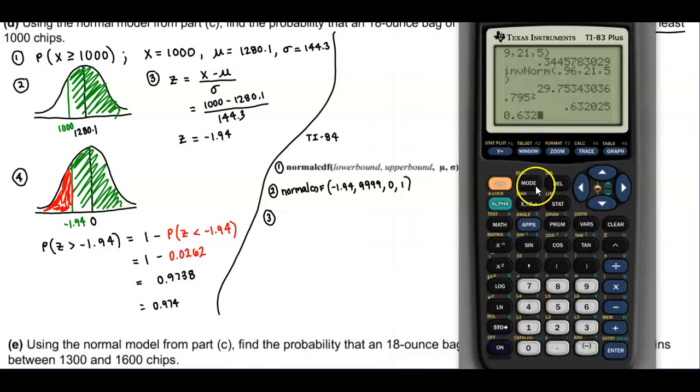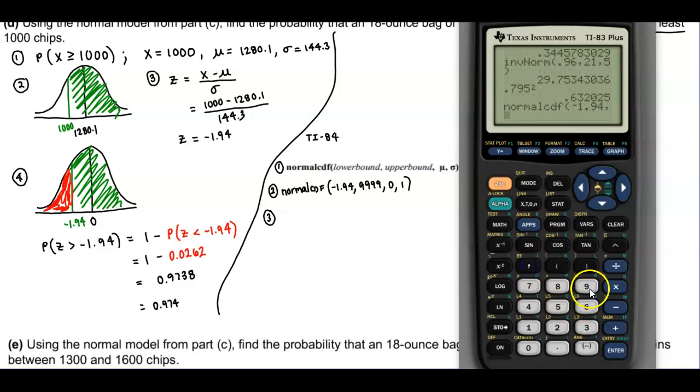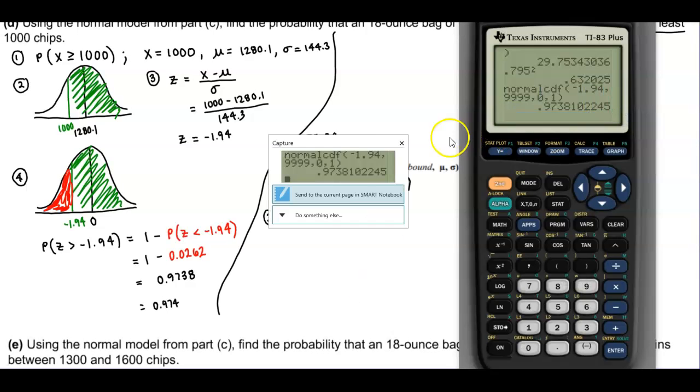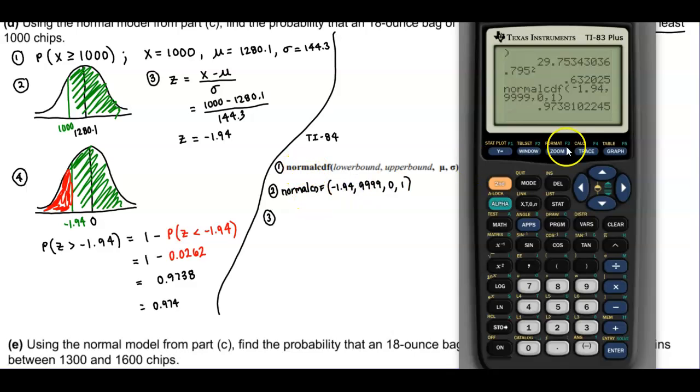Okay, so again, we're going to go here, second distribution, normal CDF. We got negative 1.94 as our lower bound. Our upper bound is 9999. Our mean is 0. Our standard deviation is 1. And then we get the following area. And as you can see there, if we round it to 3 decimal places, then we're going to get the same result over here, which is 0.974.